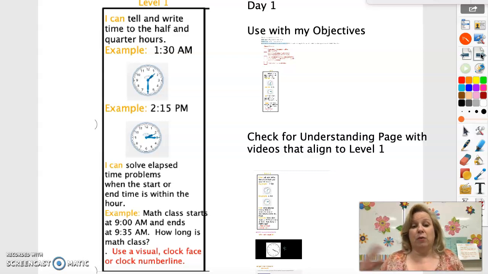Like this one, we're practicing telling time, so there's a whole bunch of little games on iReady that they can play. Just, what time is this clock? What time is this clock? I find that this works really well.